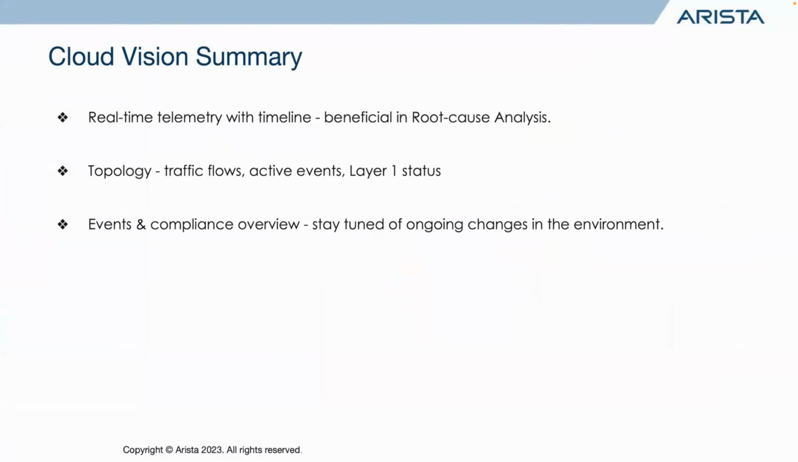The topology view not only helps us visualize traffic flows, but also provides functionality to identify active events and layer 1 states across devices. These features actually gave us a kickstart in troubleshooting this flow. Finally, the events and compliance overview plays a very critical role in identifying the changes in the fabric. It lets us stay tuned to all the ongoing changes in the environment and can help minimize or even avoid a potential impact. Now that brings us to the end of the CloudVision part.